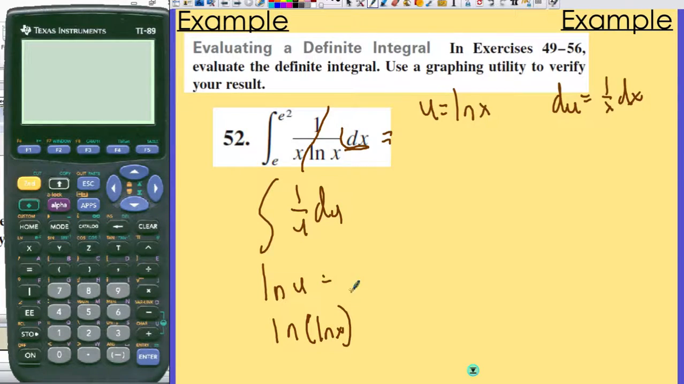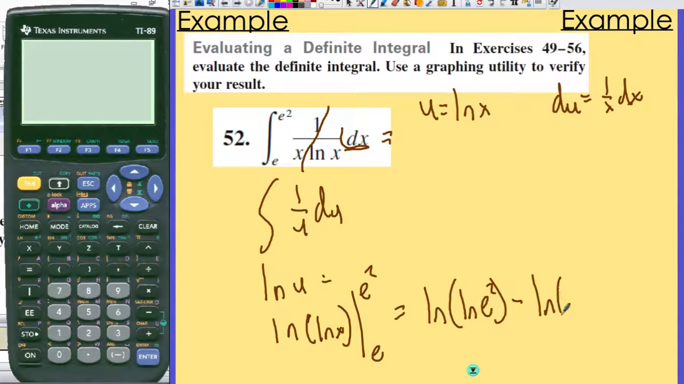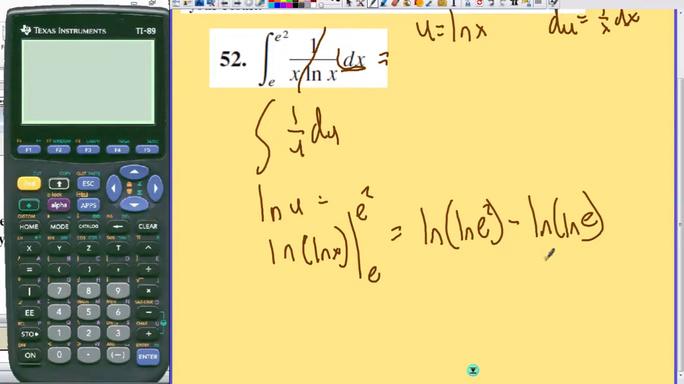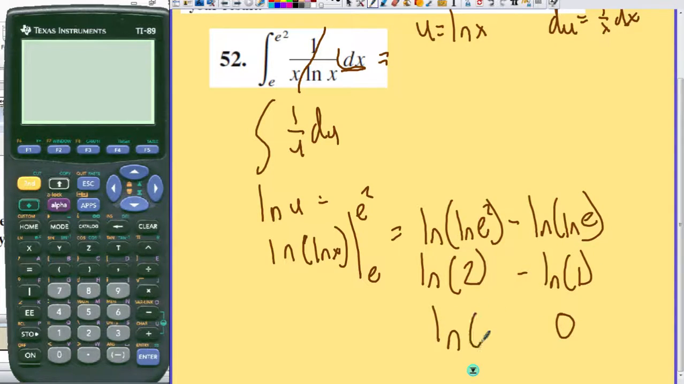of x, going from e to e squared. That's going to be natural log of e squared minus natural log of e. Now natural log of e is going to be 1, and natural log of e squared is going to be 2 here. And natural log of 1 is 0, so it's ln of 2 minus 0, which is just ln of 2.